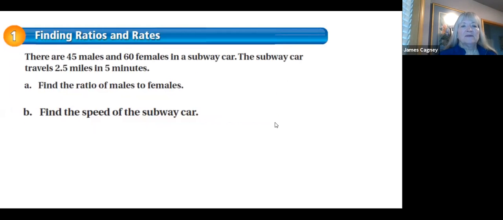Now, if I want to find a ratio, just a quick example: there are 45 males and 60 females in a subway car. The subway car travels 2.5 miles in 5 minutes. Find the ratio of males to females. Find the speed of the subway car. So pause this for a second. Go ahead and write those out. It'll be interesting to see how you did it. So go ahead and do it and then start this again.